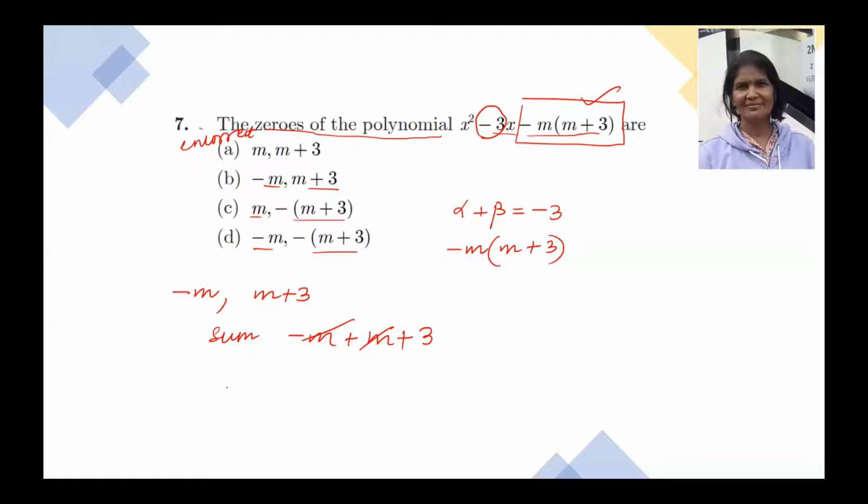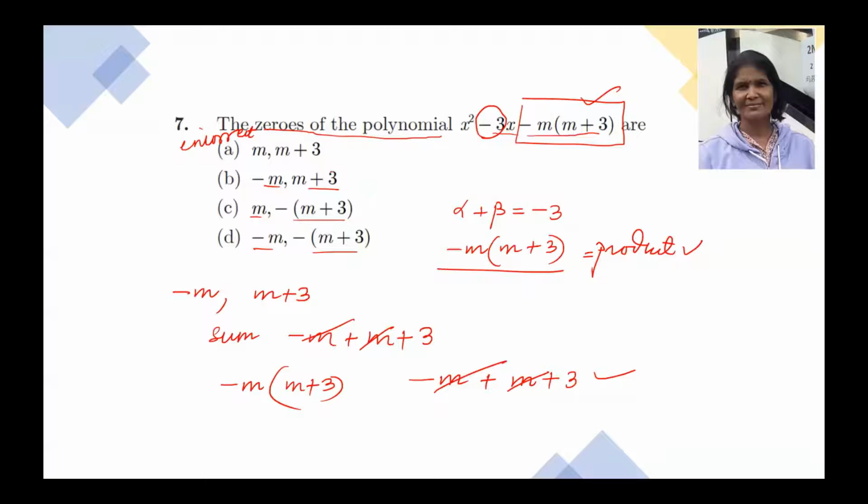Next, coming to B. One is minus m and one is m plus 3. So product is equal to minus m into m plus 3. This is the product, and this is correct. Now let us check the sum, minus m plus m plus 3. Is this sum 3? Yes, sum is 3. So minus m, m plus 3 is the answer. So B is the answer.